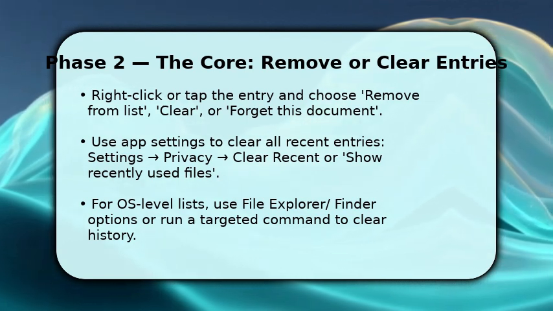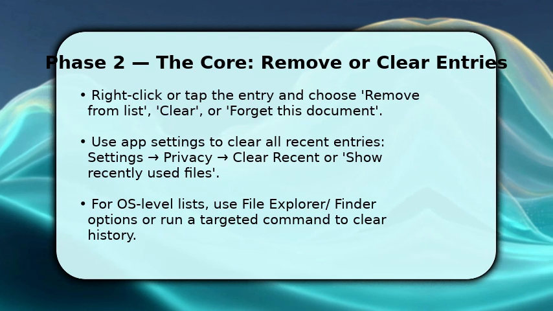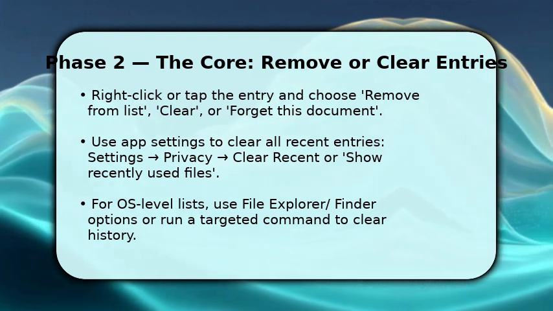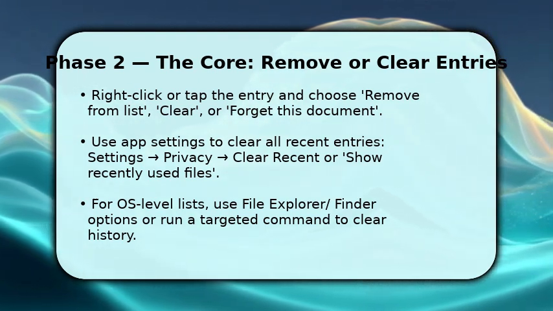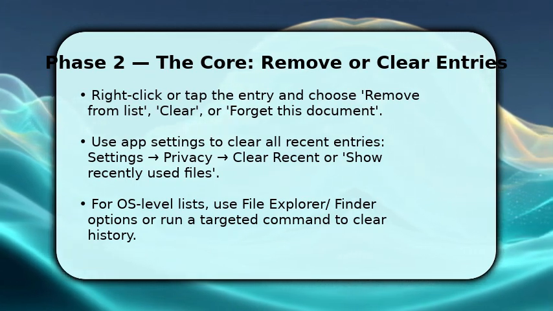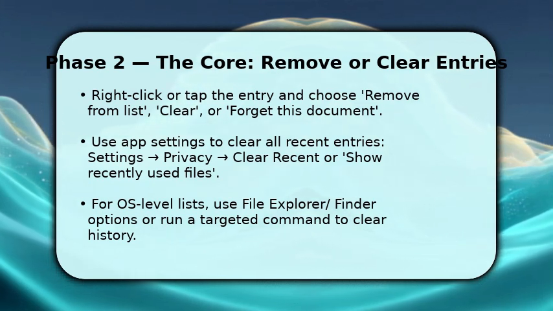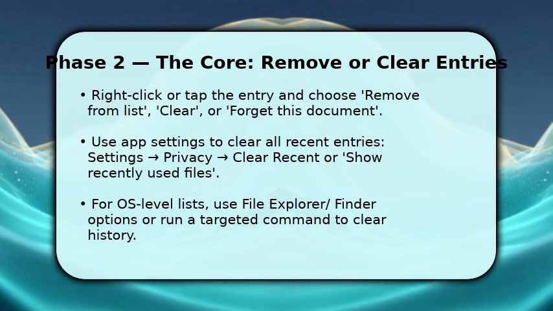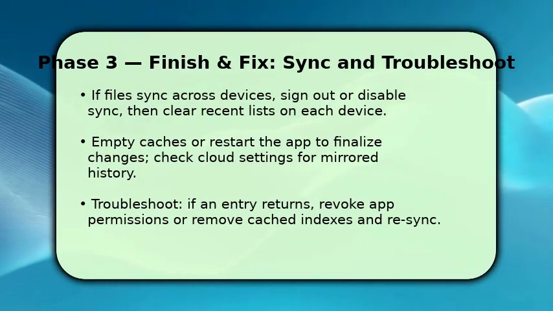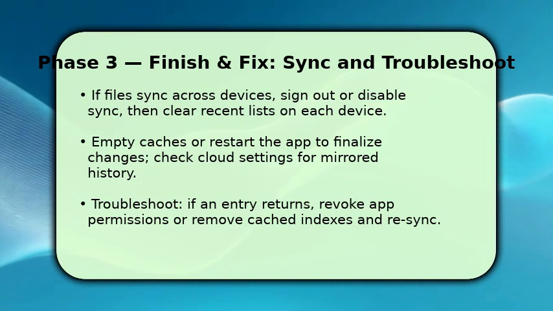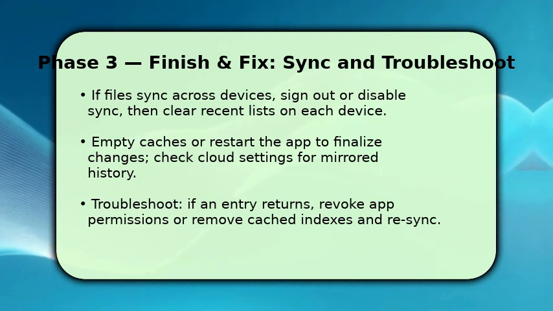For system-level history, go to File Explorer or Finder Preferences and disable or clear recent items. Make sure to confirm prompts. Otherwise, items may reappear. Once done, verify the list is empty or contains only what you want, and finish by ensuring changes persist. If your account syncs recent files, disable sync temporarily and clear the list on every device. Then restart the app or reboot the system to flush caches so the removal sticks.